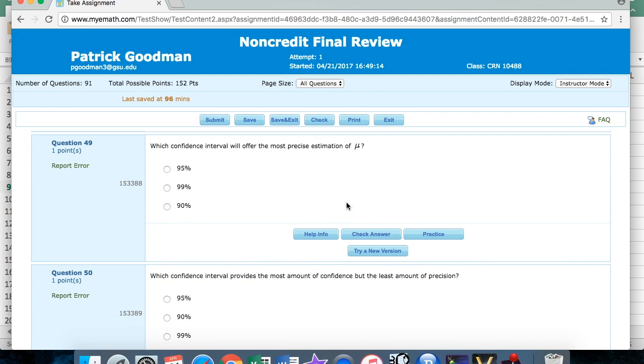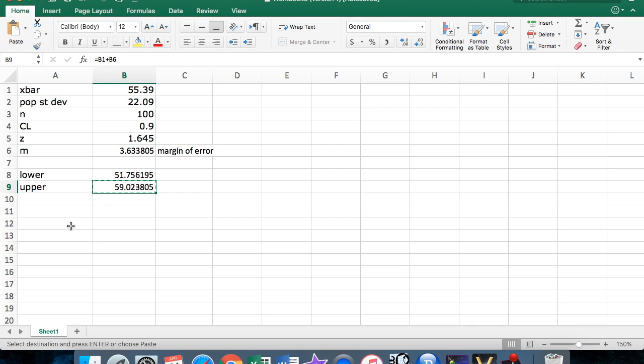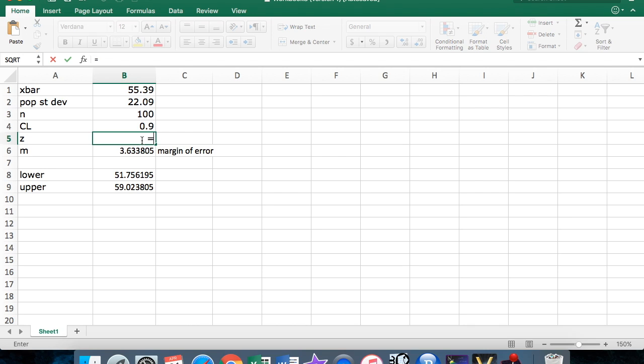But here, instead of doing 48, I'll do these guys. So which confidence interval will offer the most precise estimation of mu? So remember, look at this. Wait, let me fix this really fast. So this is norm.s.inverse. So don't worry so much about this part. There'll be 1 minus, oh, I didn't do alpha, so it'd be 1 minus the confidence level, again, divided by 2. Okay, so here we go, 1.645.